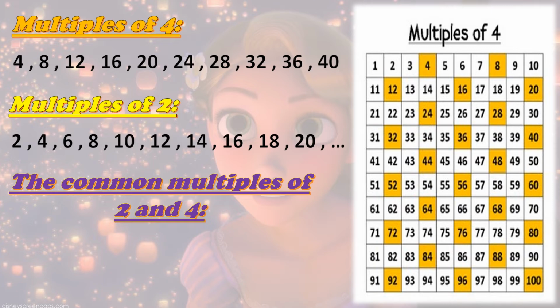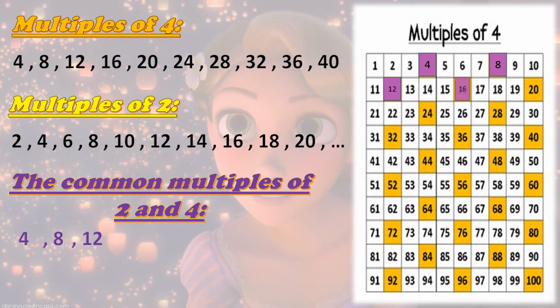I will check here. For multiples of 4, I have 4. Yes, 4 I can find in multiples of 2 and multiples of 4. So this is the first common multiple of 2 and 4. Second one, yes, it's 8. I can find 8 in multiples of 4 and also multiples of 2. Check again. Yes, I have 12. 12 is also a common multiple between 4 and 2.